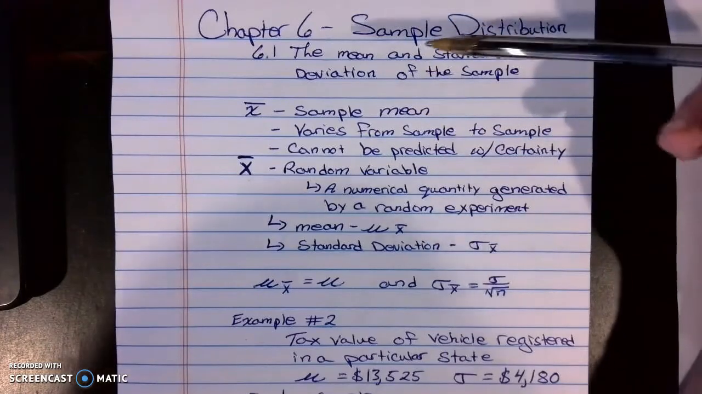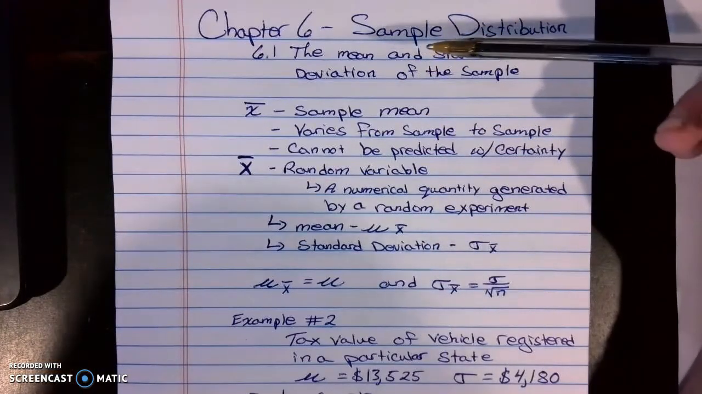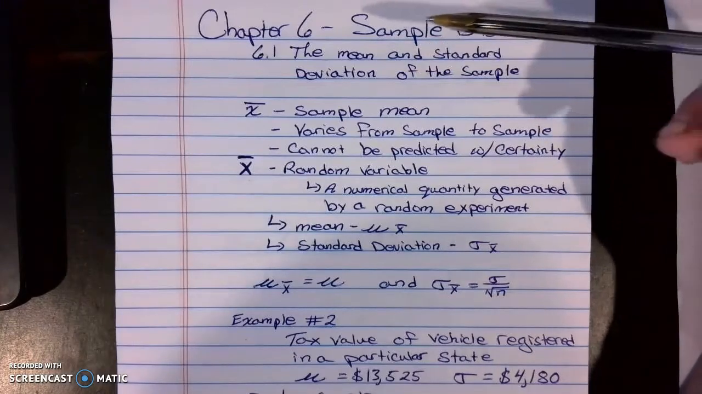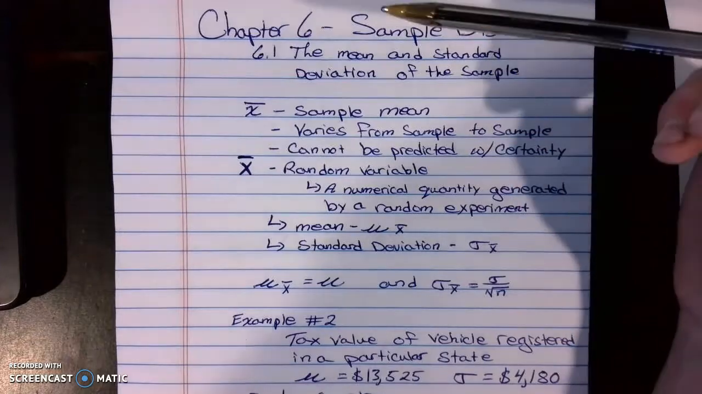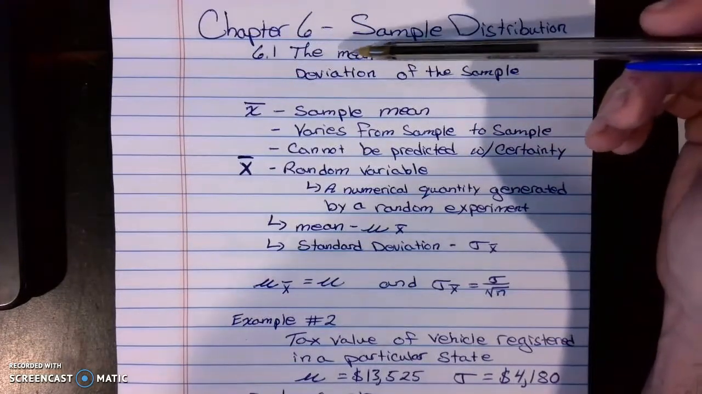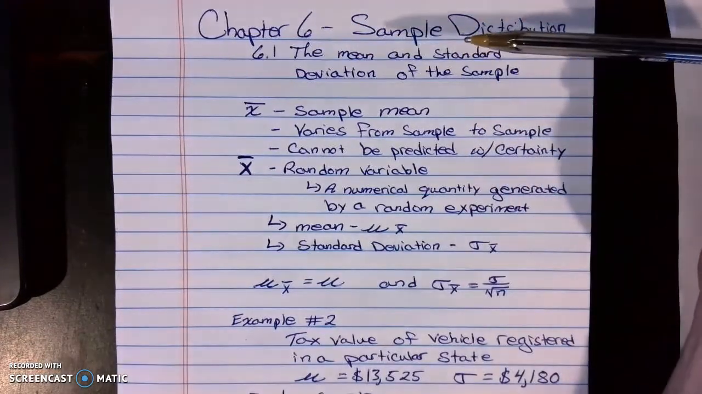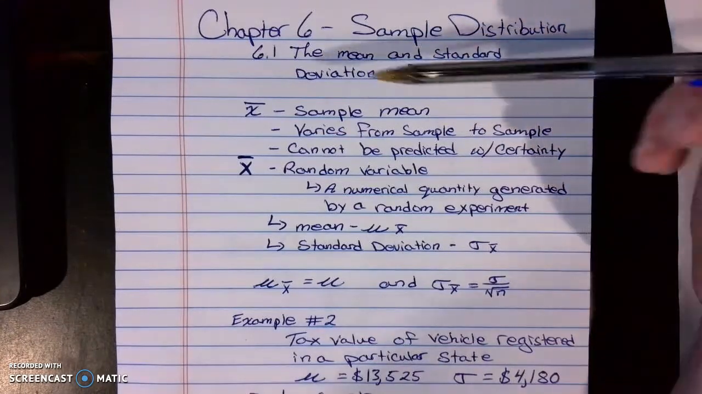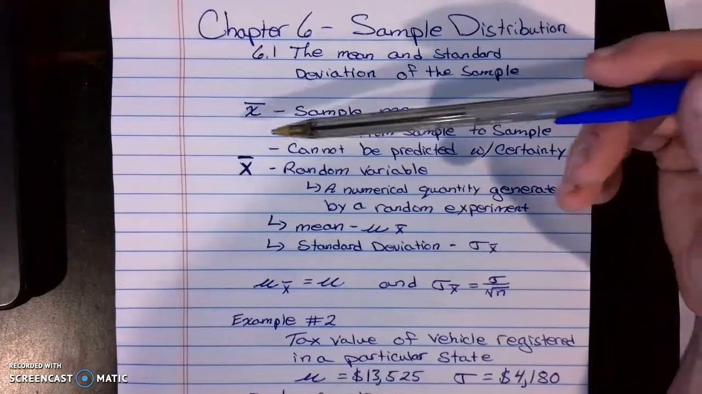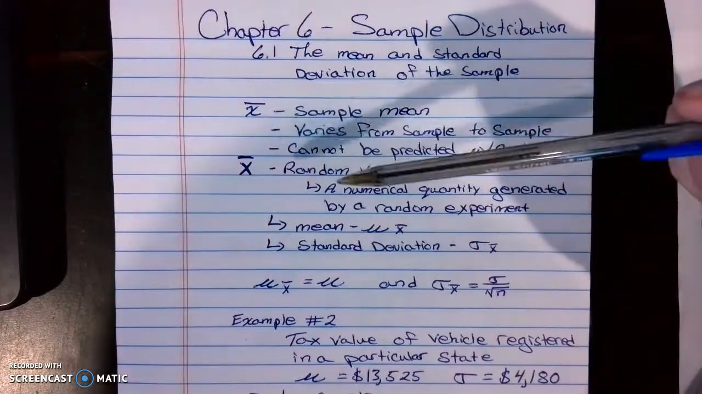So I'm going to cover 6.1 and 6.2, and hopefully 6.3 in this presentation. First, Chapter 6 covers the sample distribution, and 6.1 specifically follows the mean and the standard deviation of the sample. Okay, so I want to talk about the sample right now, and I want to define a couple of variables that we're going to use here.